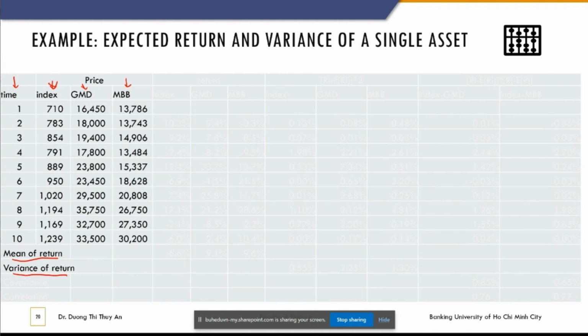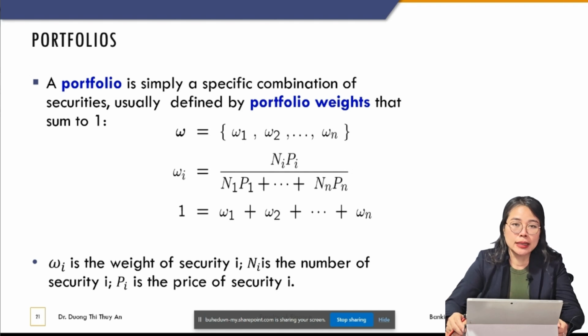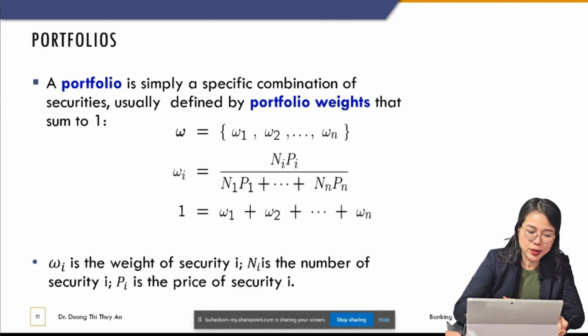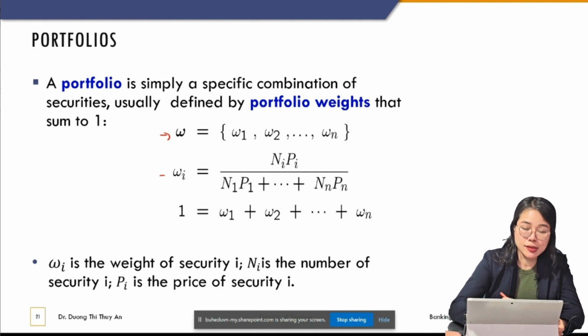And now we go to the second part of this chapter. Now we know how to measure the expected return and the risk of a single asset. And now we put it into a portfolio. So basically, a portfolio is a combination of securities, at least two securities, with portfolio weights. We call W the weight, and this is the weight of stock i.